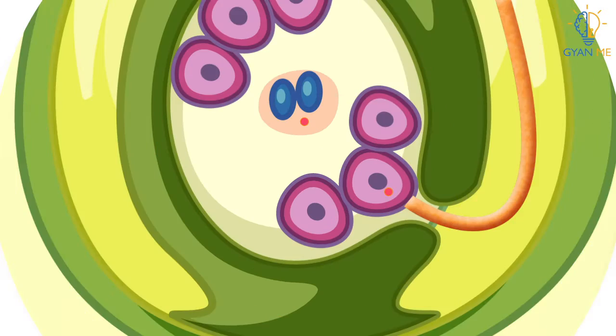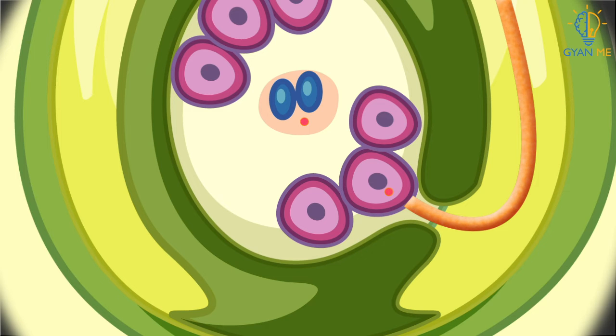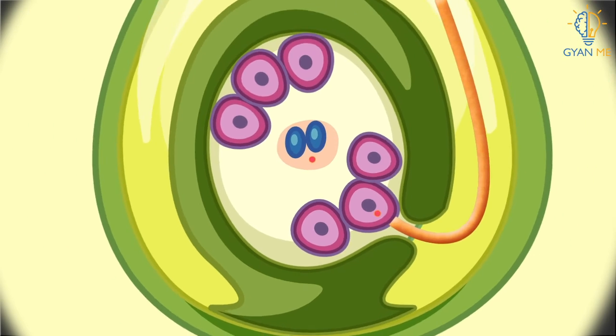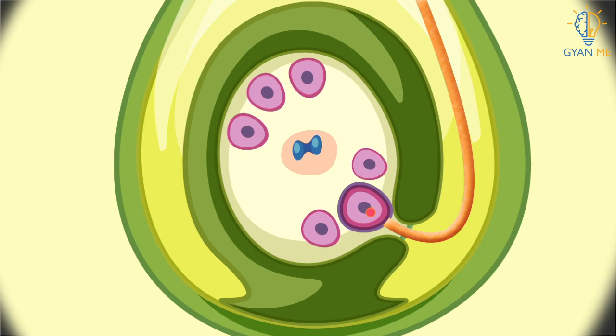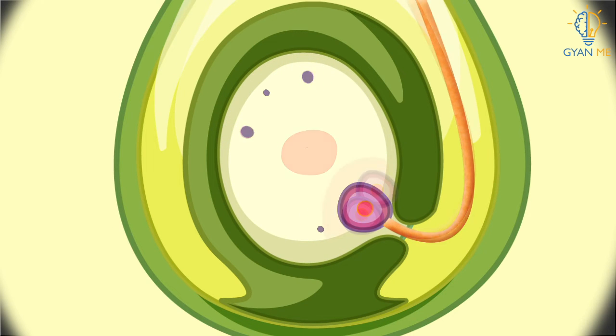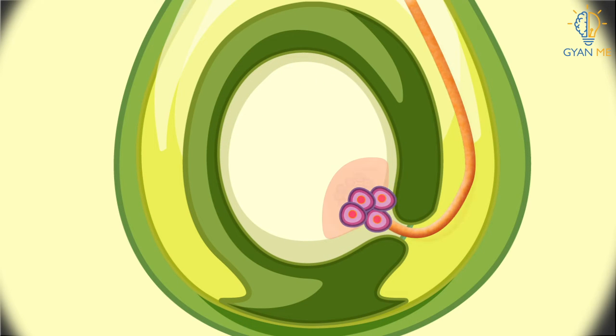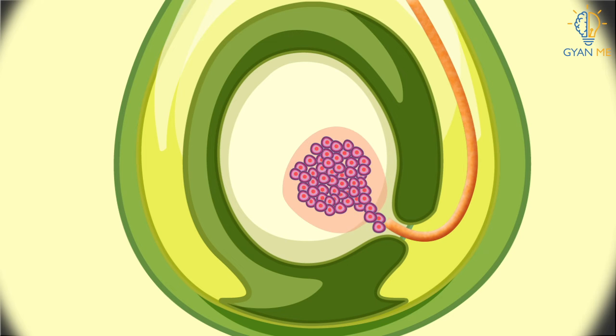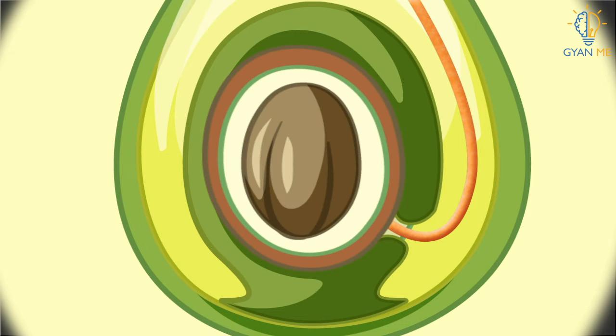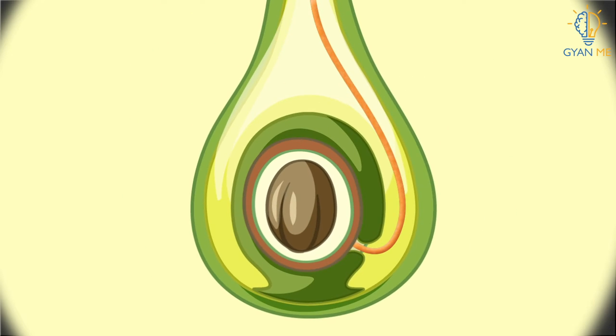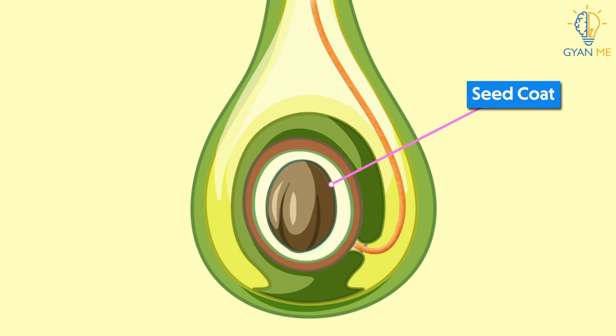Now students, after this fertilization, the ovary undergoes certain changes. So let's see them. After syngamy, zygote is formed and continues to develop as seed. Thus, the ovule develops into the seed. This seed grows into the new plant whenever it is allowed to germinate. The integuments of the ovule develop into the seed coat.